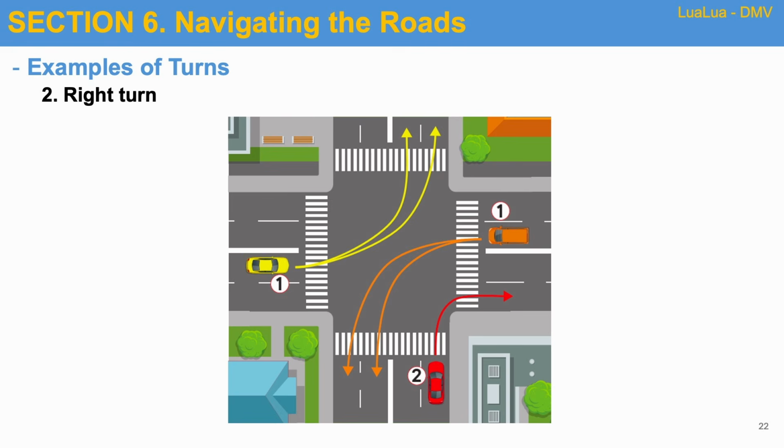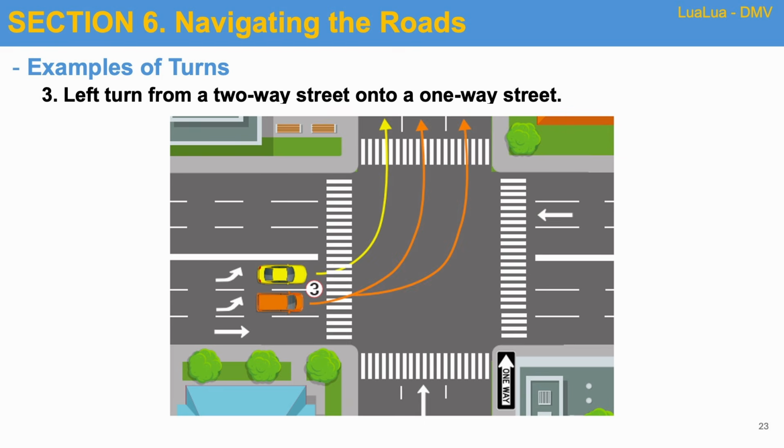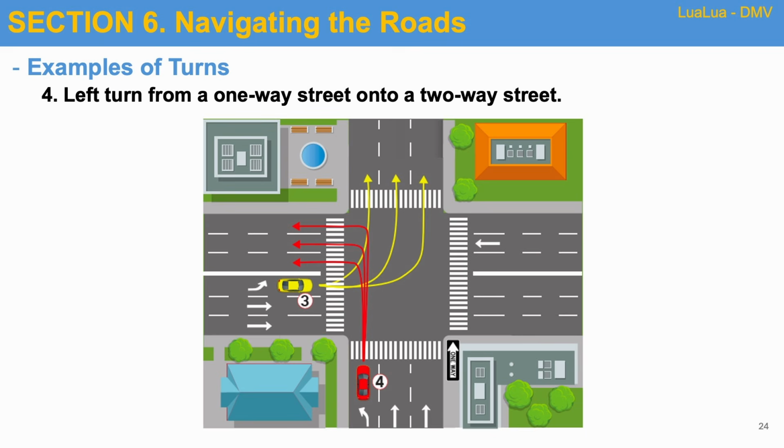2. Right turn. Begin and end the turn in the lane closest to the right edge of the road. Do not swing wide into another lane of traffic. 3. Left turn from a two-way street onto a one-way street. Start the turn from the lane closest to the middle of the street, far left lane. If there are 3 or more lanes in your direction of travel, you may end your turn in any lane that is open.